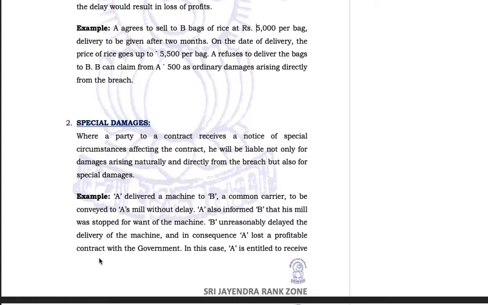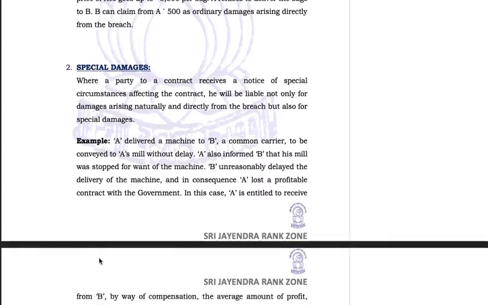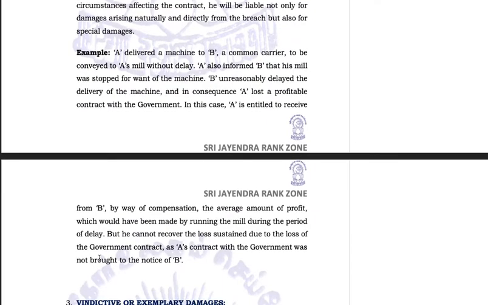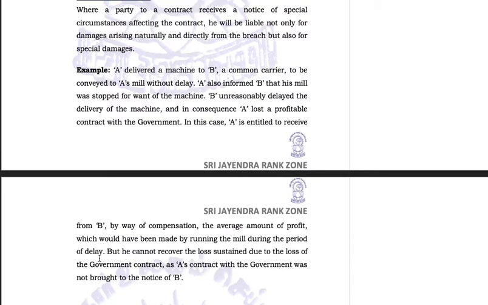A delivered a machine to a common carrier to be conveyed to A's mill without delay. A also informed B that his mill was stopped for want of the machine. B unreasonably delayed the delivery of the machine and in consequence A lost a profitable contract with the government. In this case, A is entitled to receive from B by way of compensation the average amount of profit which would have been made by running the mill during the period of delay. But he cannot recover the loss sustained due to the loss of government contract as A's contract was not brought to the notice of B.